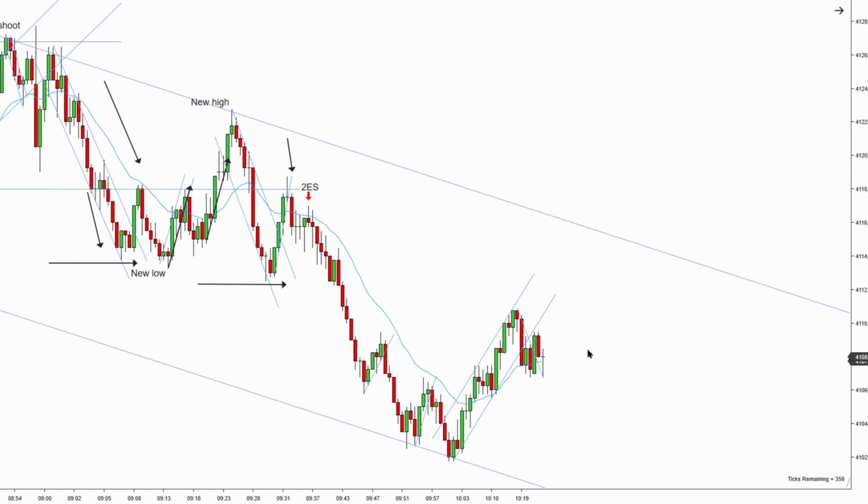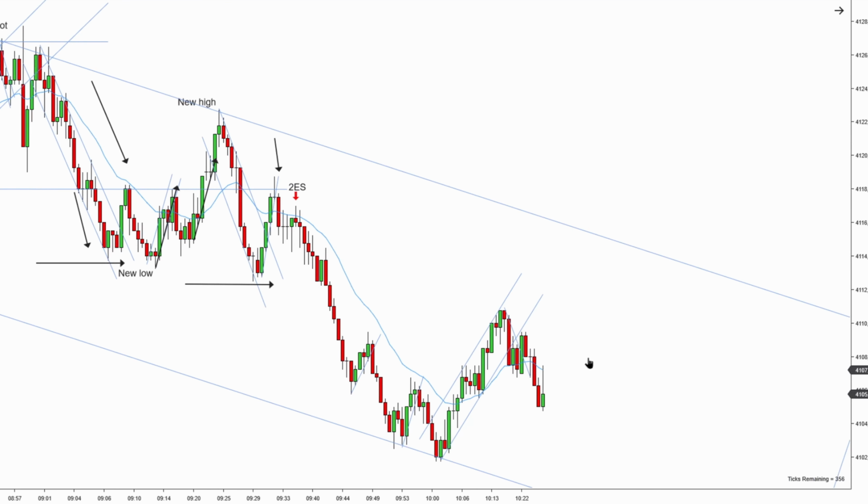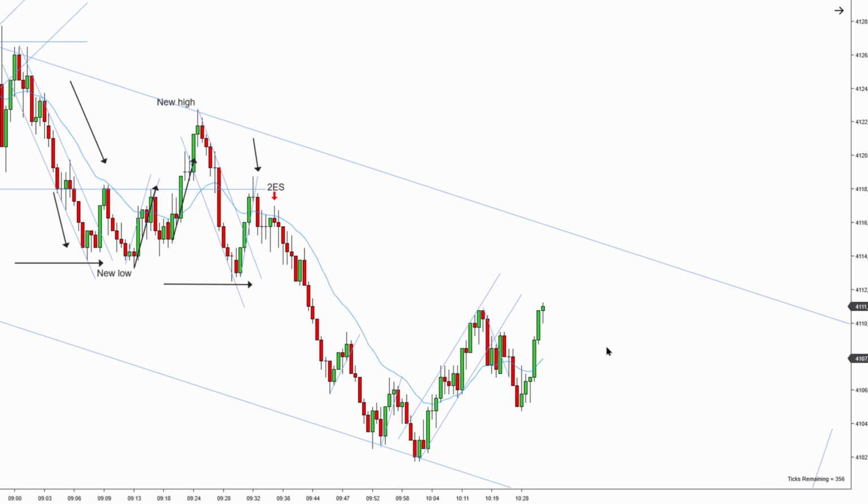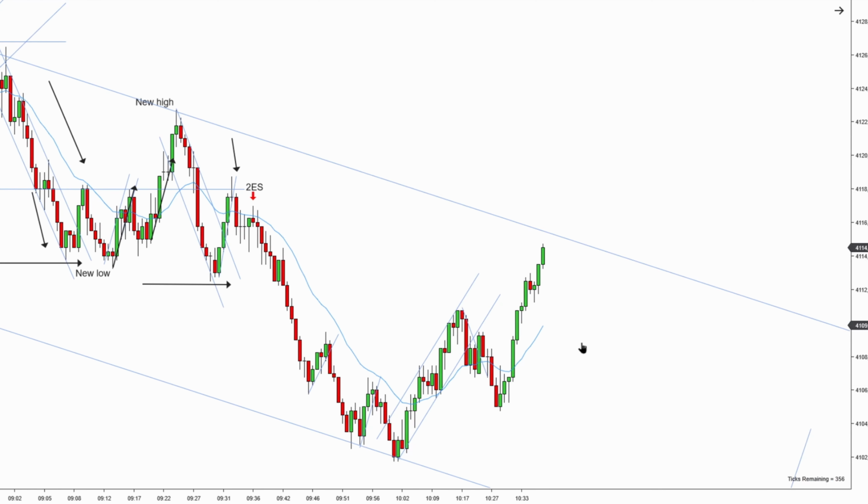We have first entry long, congestion, second entry long never triggered. Second entry long below EMA I cannot take, plus the downtrend is still in play. You never know if you're going to continue working lower. So just be patient. Okay, you're breaking above. Okay, good sign for bulls. Okay, you have a new extreme. So now it's starting to shift, and good sign for bears.